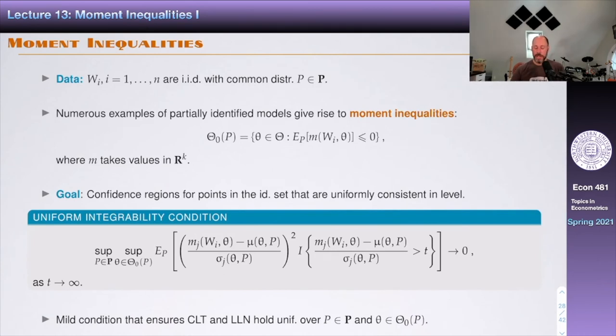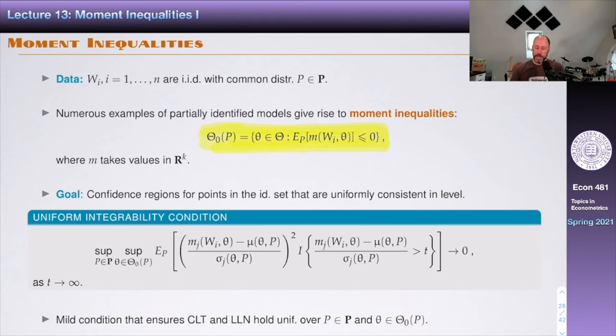Moment inequalities. We're going to assume that we have data. Now I'm going to call the data W, okay? And it's just going to be IID from a distribution P. And we know now that we're going to focus on the cases where the identified set can be described as this. It's just a set of theta such that the expected value of some function of the data and the parameters is less than or equal to zero. The actual expression for M here will depend on the setting. We'll show some examples, and the actual example will tell you what M is. We don't care. We just say this is given. This is our starting point.